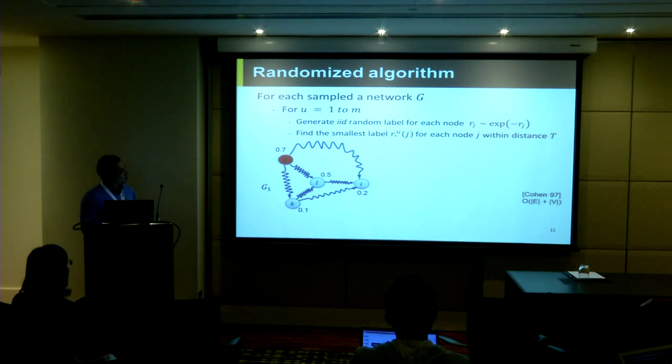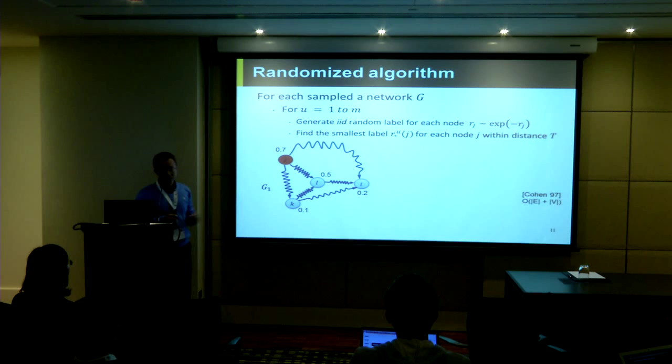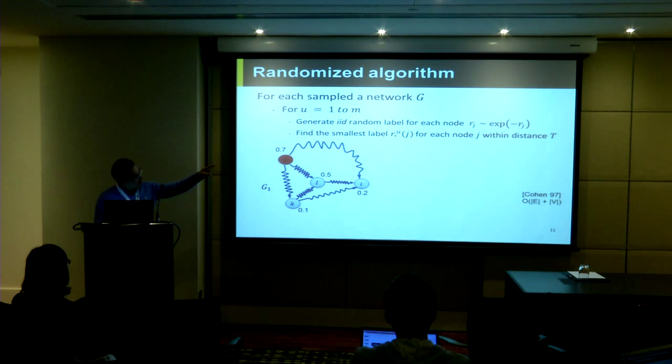So this randomized algorithm is going to take this network, okay? I'm going to just focus on a particular network. I'm going to generate a set of random numbers according to the exponential distribution. R is distributed as an exponential distribution with parameter one. And then for each node in the network, I'm going to find the smallest label, the smallest random number, which is within distance t. Yeah. So any question about the procedure?